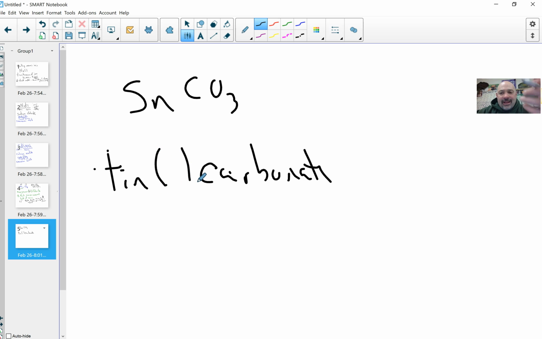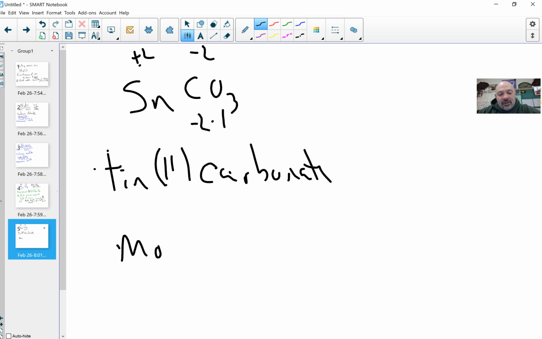So what do I do? I look at the carbonate. Carbonate is a -2. How many carbonates are there? You might be wanting to say 3, but there's actually only 1. If I want to have more than one carbonate, I have to have parentheses around it. So -2 times 1 is a -2. That means my tin has to be a +2. 2 divided by 1 is 2. Tin 2 carbonate. And let's see, one more example.